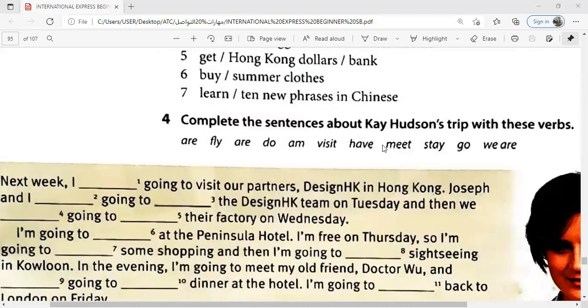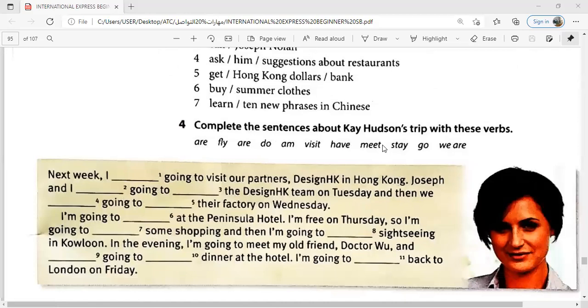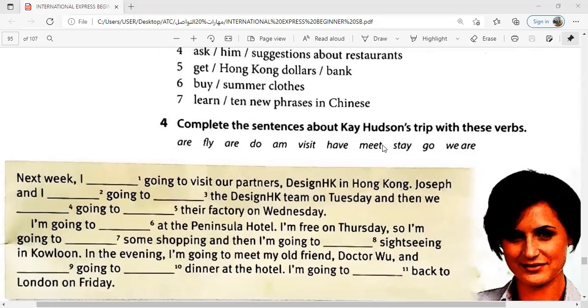Okay, now here we have also information about Kay Hudson's trip. We are going to complete it with the verbs we have here. The verbs are fly, are, do, am, visit, have, meet, stay, go, and we are. Next week, I am. I am. Thank you.